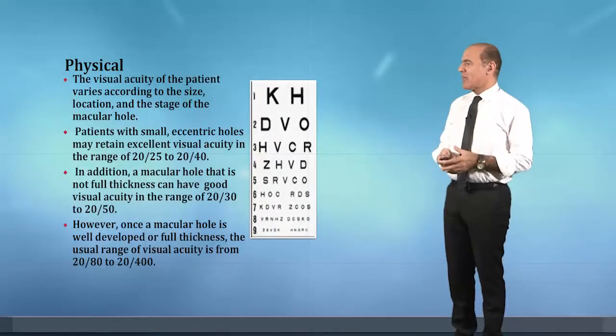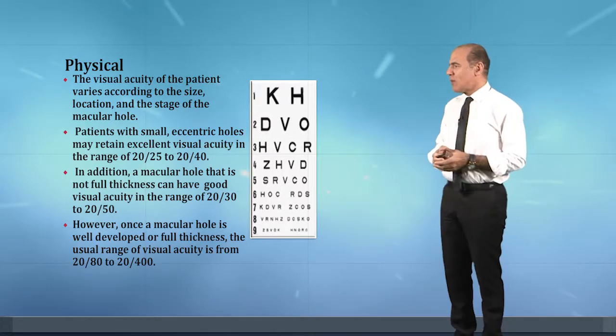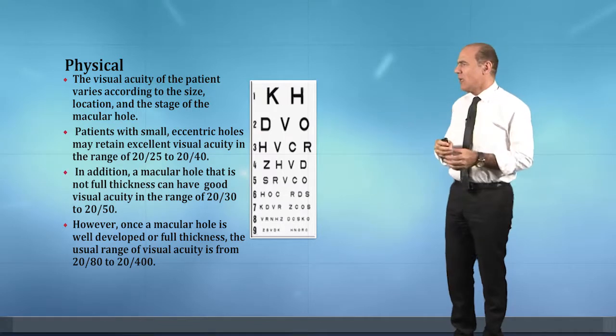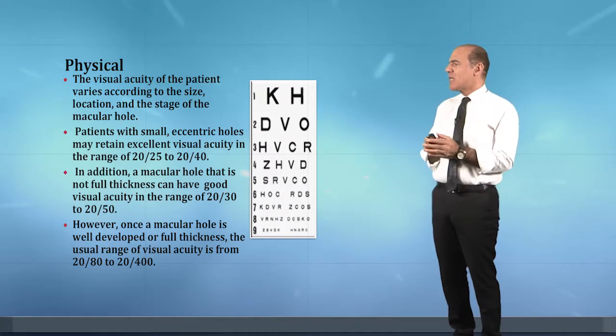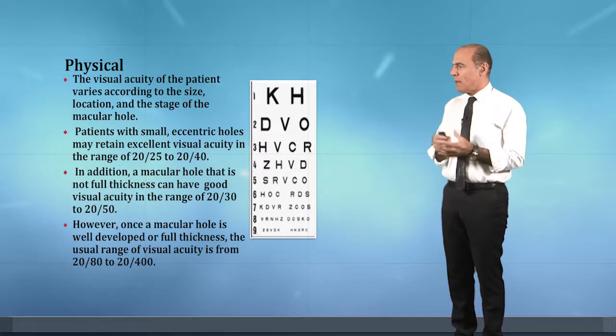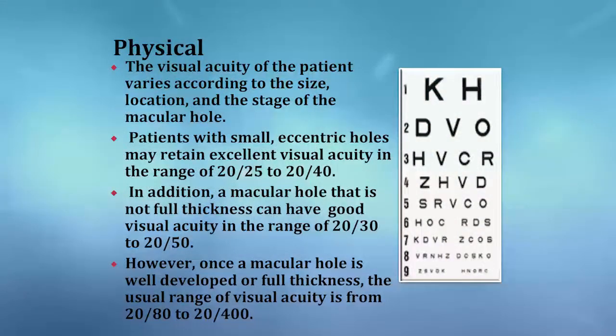Physically, how does it affect the patient, and what will the patient complain of? The exact complaint differs from culture to culture, but the visual acuity of the patient varies according to the size, location, and stage of the macular hole. A patient with a small eccentric hole may have nothing. Vision is completely normal because it doesn't affect the fovea itself.